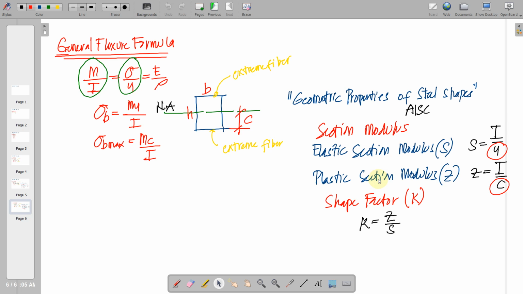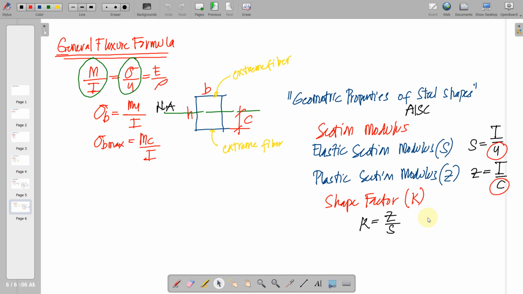In plastic section modulus, we denote that by Z, and it is equal to I over C. So notice that we just have replaced Y with C. And remember that C is the distance from the extreme fiber to the neutral axis, wherein it is the farthest distance along the shape of the geometry. So therefore, plastic section modulus is a section modulus wherein your strength is at full because your distance is at the farthest.